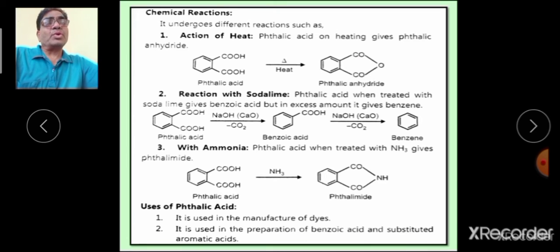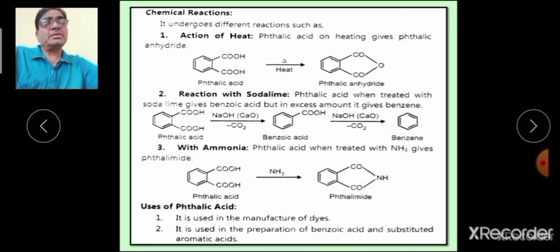With soda lime, phthalic acid on treatment with soda lime first gives benzoic acid by decarboxylation of one carboxylic group, and further treatment gives benzene with decarboxylation, that is removal of another CO2, and thus benzene is formed. With ammonia it gives phthalimide. Okay, with ammonia it gives phthalimide.